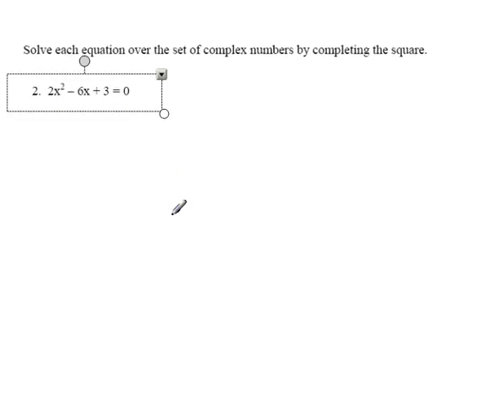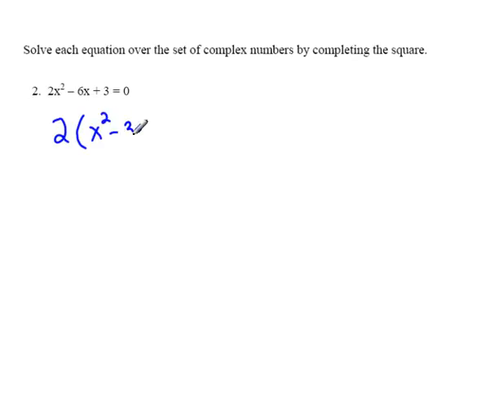Okay, let's try another problem. Same directions. This time we have a leading coefficient other than 1 in the problem, so we have to factor that out and bring the constant to the other side. So I'm going to take the 2 out of the first two terms, put my blank here to complete the square, and bring the constant over to the other side and put my blank here. Okay, you complete the square as you normally would.